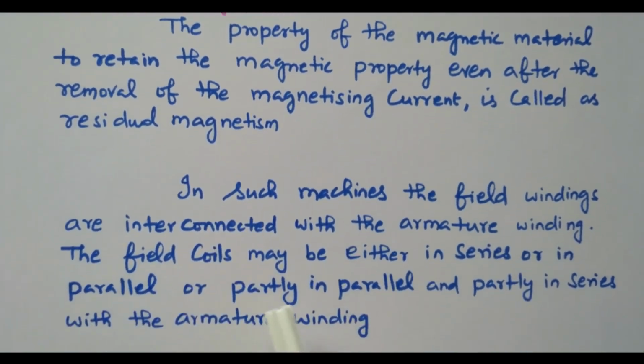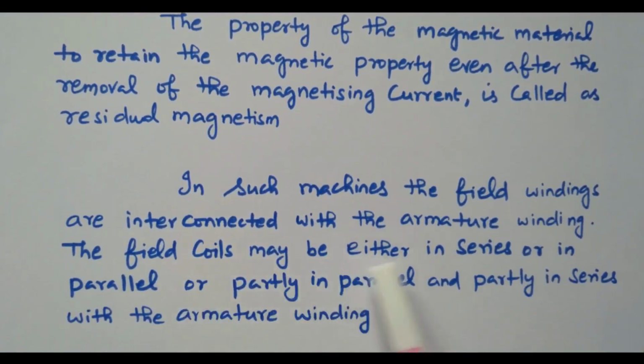In such a machine, the field windings are interconnected with the armature winding, right? The field coil may be either in series or in parallel, or both in series as well as parallel with the armature winding. So the armature and field are connected in three different ways, either in series, or parallel, or both series as well as parallel, right?